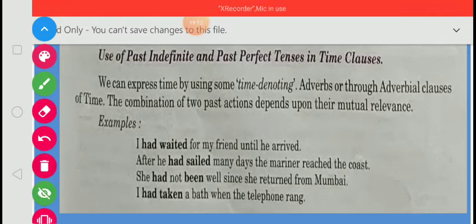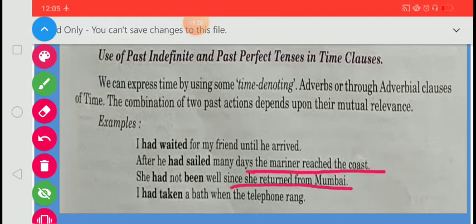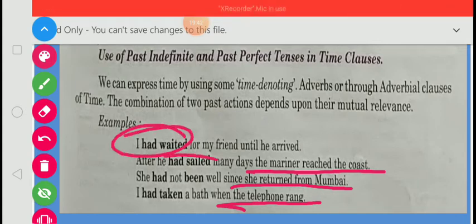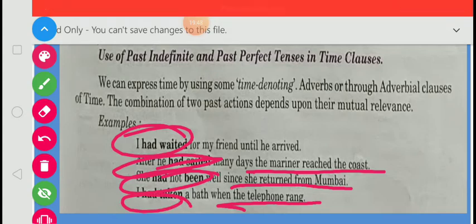After he had sailed many days, the mariner reached the coast. She had not been well since she returned from Mumbai. So you should focus on the use of simple past tense with past perfect tense. I had taken a bath when the telephone rang. So the action which took place first, we express in past perfect tense, and the action which takes place later, we express in simple past tense.